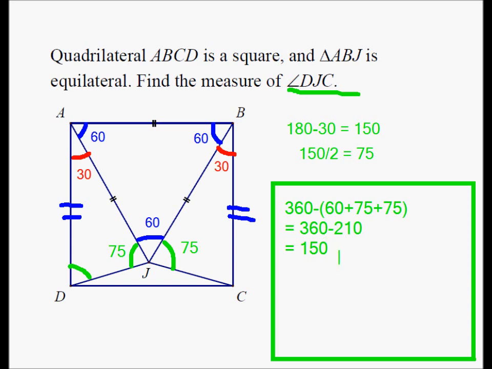The unit should be in degrees. Put a little degree symbol here. That's my answer. The measure of angle DJC is 150 degrees. Answer.